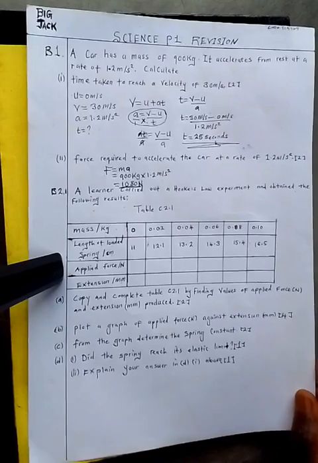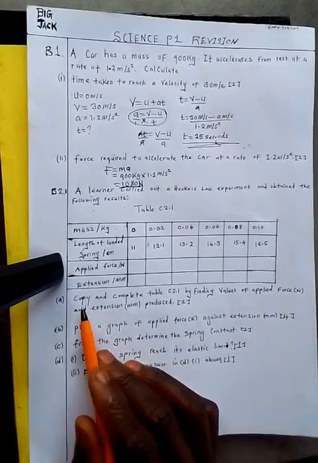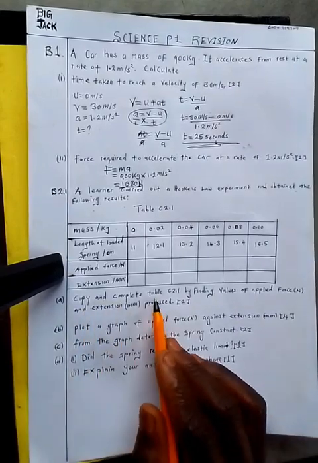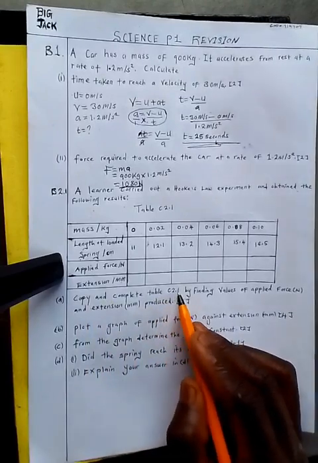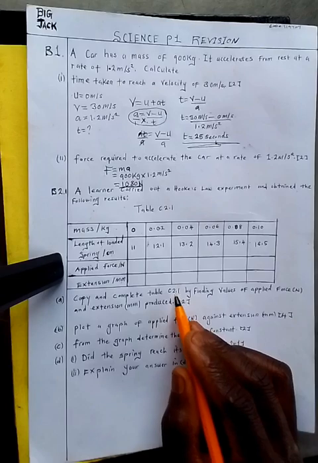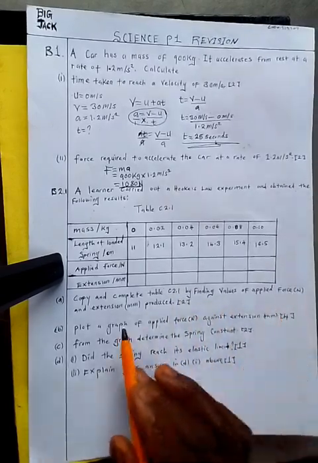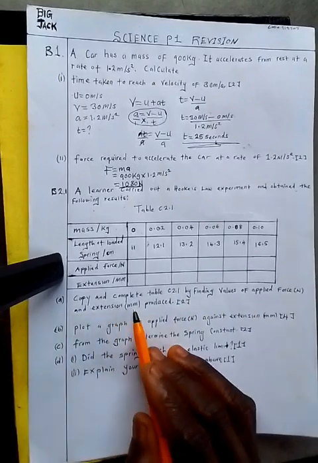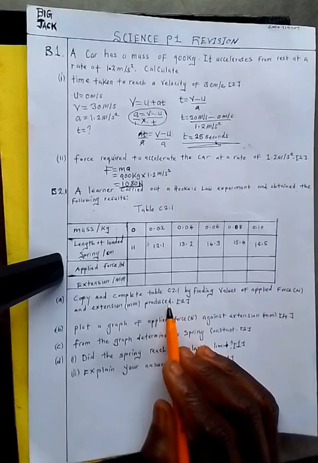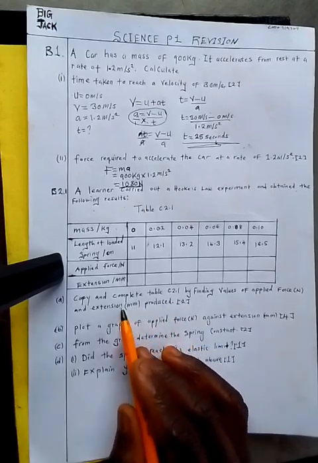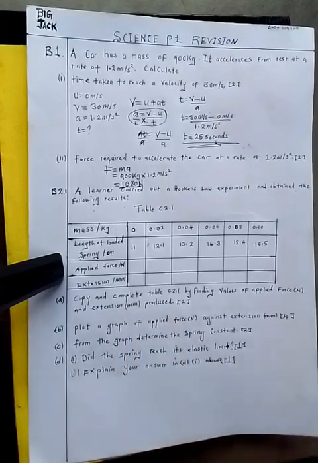Okay. The first question is saying we need to copy and complete table C2.1 by finding values of applied force in newtons and extension in millimeters produced. They are saying the extension should be in millimeters. So now, let's try to answer this one.